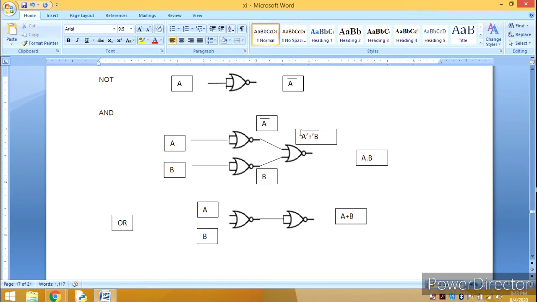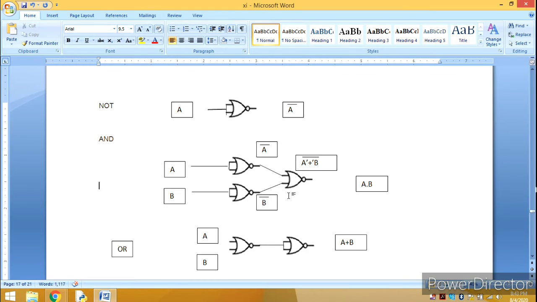So what we can say is that this NOR gate is capable of representing all the fundamental gates, that is the NOT gate, AND gate and OR gate. That's the reason we say that NOR is a derived gate, because we are able to get all the fundamental gates with the use of the NOR gate. Now what we do is we replace this with a NAND gate.